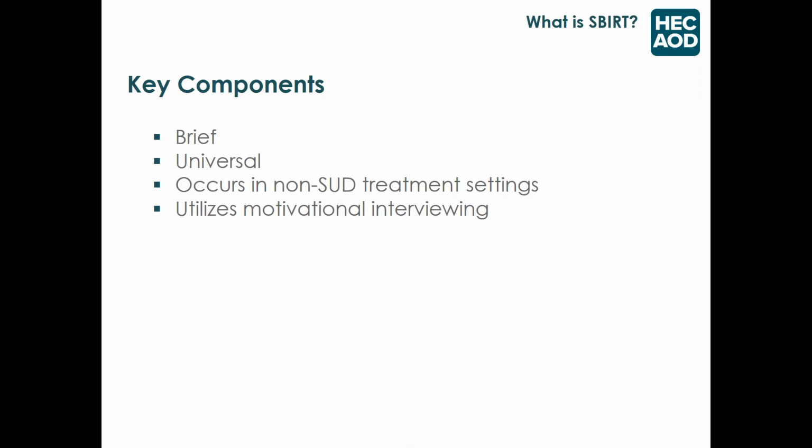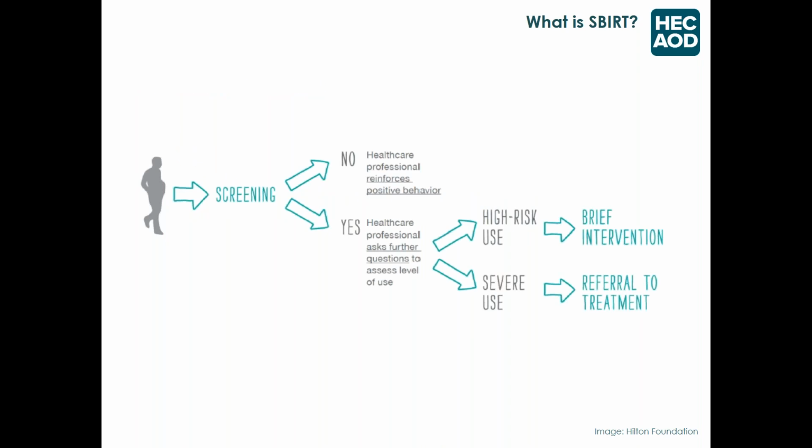SBIRT goes through a process that we've illustrated here with an image that we're borrowing from the Hilton Foundation, which looks at the process in which a person would move through SBIRT. It starts with a screening, and those screenings, again, are typically brief, asking questions that identify the risk level of an individual. Depending on their risk level would determine where they go next. If they don't have any risk for a substance use disorder or are making low-risk choices related to their substance use, then the healthcare professional that's working with them would reinforce positive behavior.